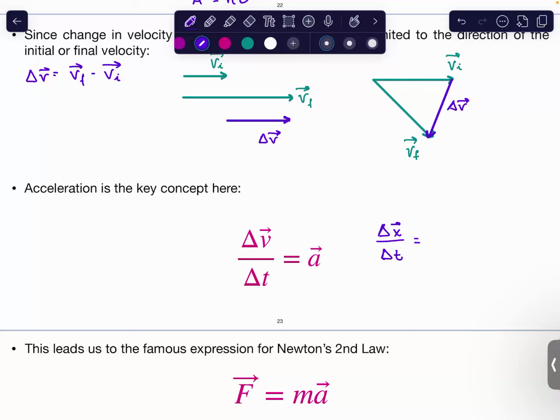What was the rate of change of position? If the rate of change of velocity is acceleration, what's the rate of change of position? Not speed, but the vector one. Velocity. So you see they're both rates of change.